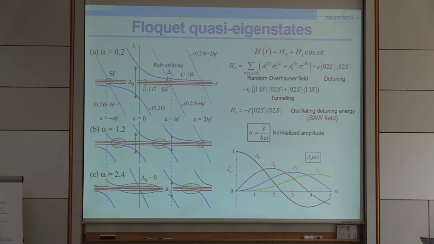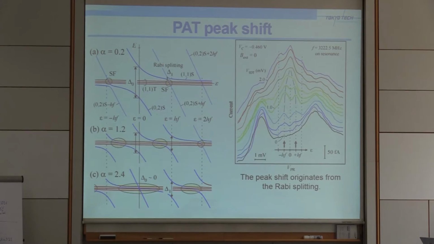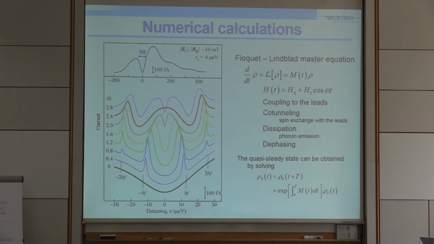shifts inward. Finally, if you increase the power to a specific condition where the zero-phonon coupling vanishes, the crossing point appears around the zero detuning condition. So this effectively explains why the two independent peaks merge into a single peak. Okay, we also performed some numerical calculations using the Floquet-Lindblad master equation.